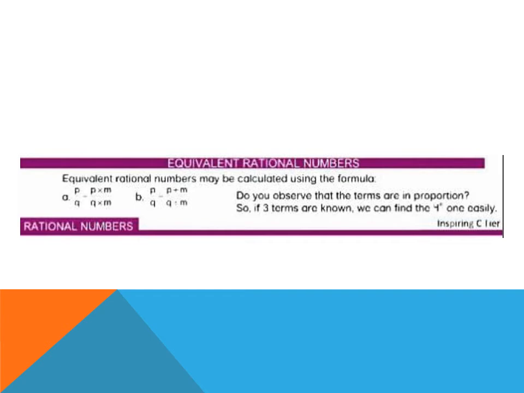So, equivalent rational numbers. Basically, go through the book. I'm explaining in very simple words. Equivalent rational numbers are the same as equivalent fractions. Just like we found equivalent fractions, we can find equivalent rational numbers. To find the equivalent fraction, we multiplied the numerator and denominator by the same number. In the same way, in rational numbers also, we multiply or divide the numerator and the denominator with the same number. Simple as that.